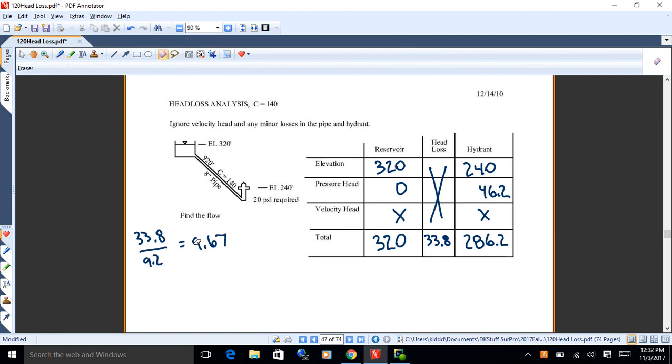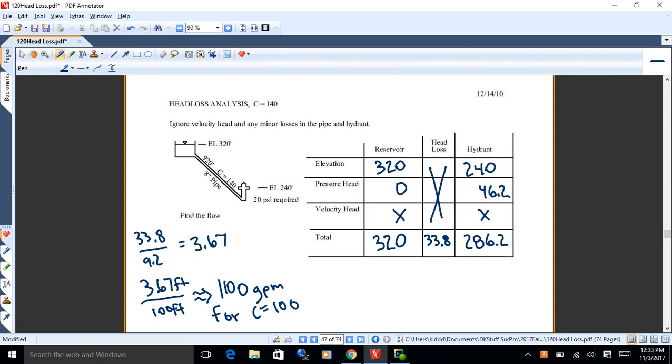So yeah, it's 3.67 and then 3.67 feet per 100. That gets us about 1,100 gallons per minute, right? Close enough, maybe a little higher. All right, now that's for C of 100, right? That's what that chart's built on.